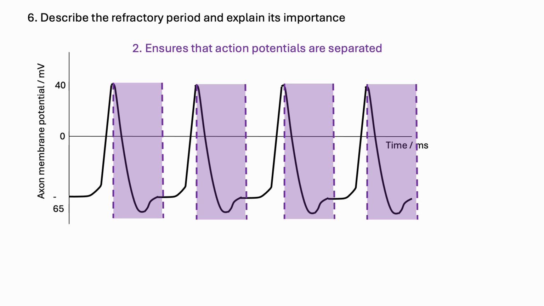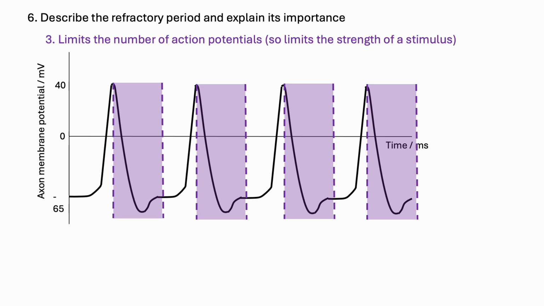And finally, the refractory period limits the number of action potentials. So it limits the strength of a stimulus. So here we're showing the maximum number of impulses that could occur in this case.